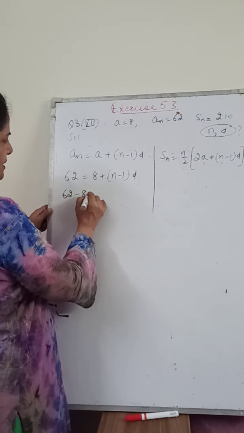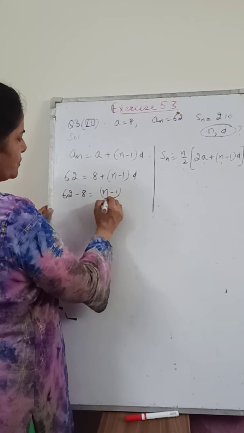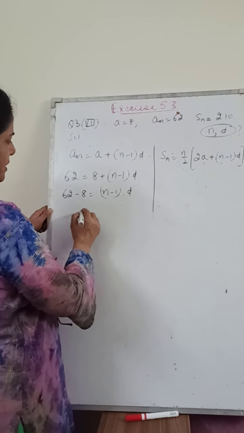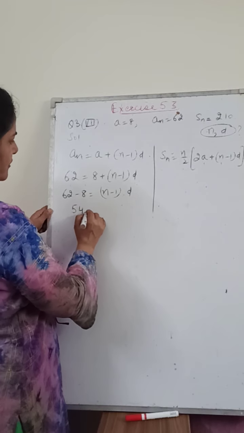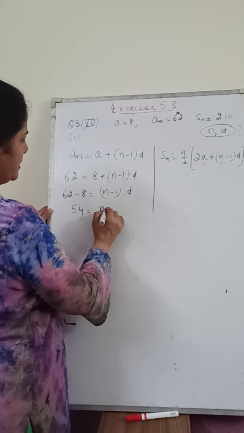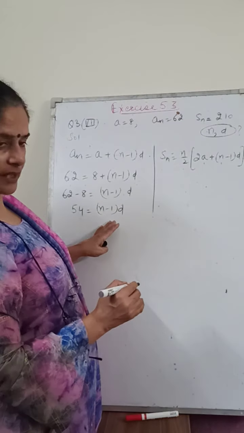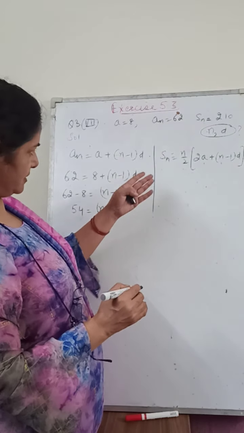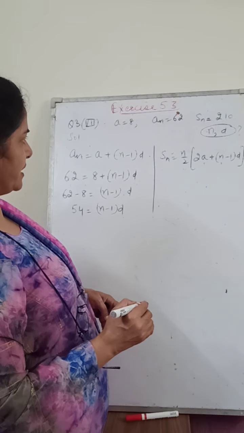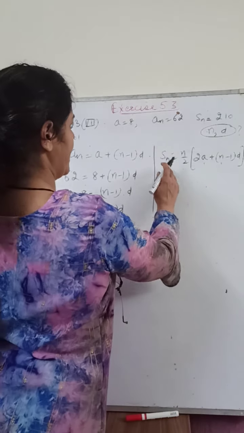62 minus 8 is equal to n minus 1 into d. 54 is equal to n minus 1 into d. Leave it here. Let us see whether it can be used somewhere here. Right?